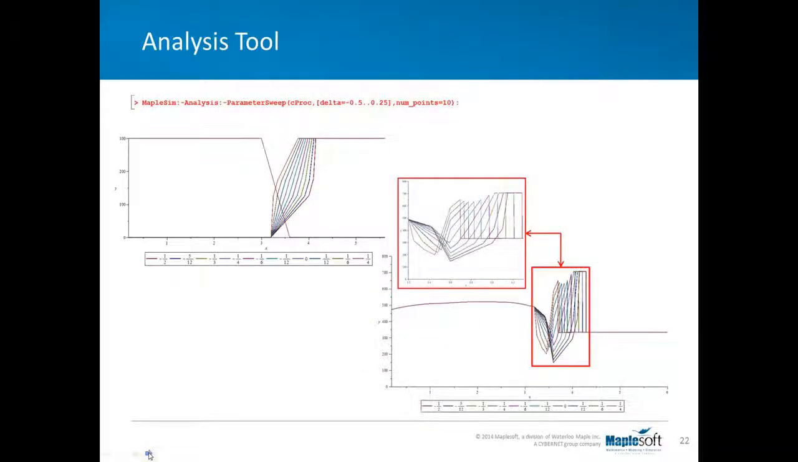In this slide, you can see an API command which was used during this experiment, which is called parameter sweep. This performs a parameter sweep of the MapleSim model, which in this case, the sweeping parameter was the variable delta. The delta is the offset or the delay which was applied to the oncoming clutch force.